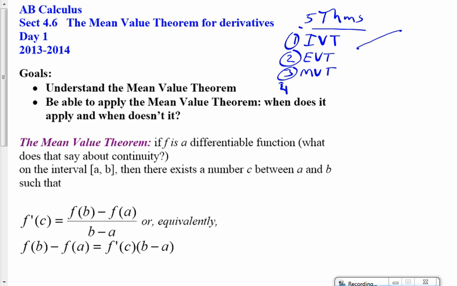Number 4 is the fundamental theorem of calculus version 1. And number 5 is the fundamental theorem of calculus version 2. Those are the 5 theorems that you are very, very likely to be held accountable to on the AP exam. So there's not a million. There's 5. 5's okay, right?